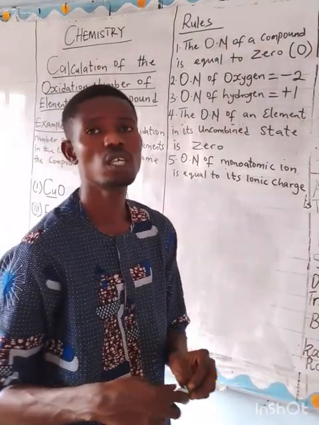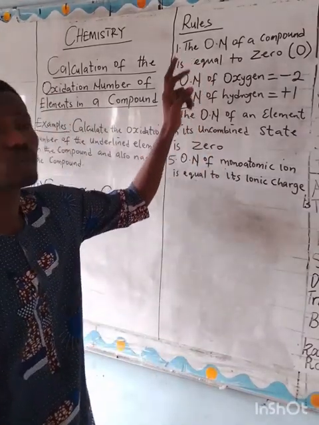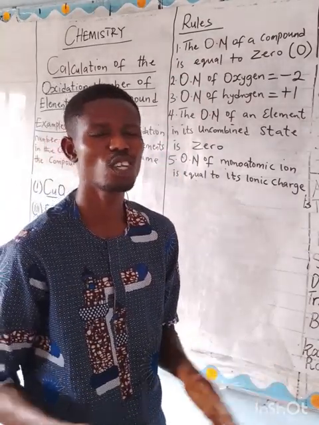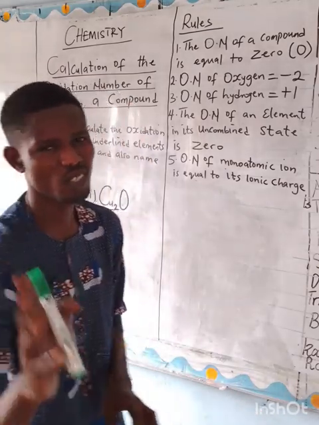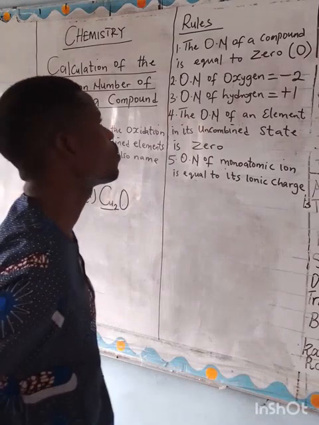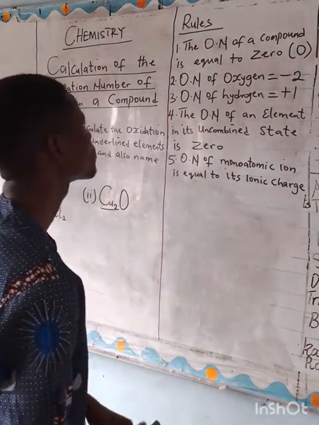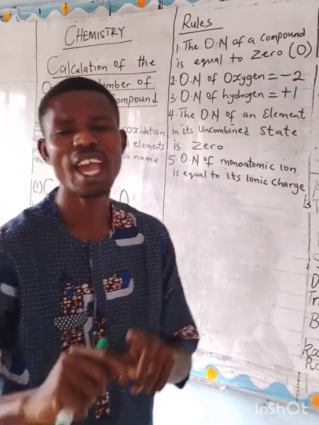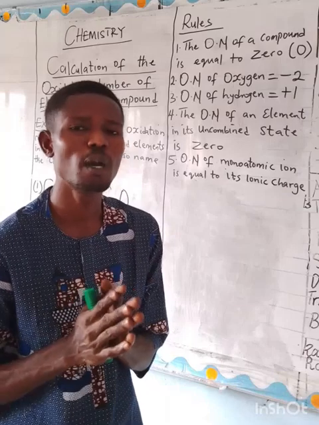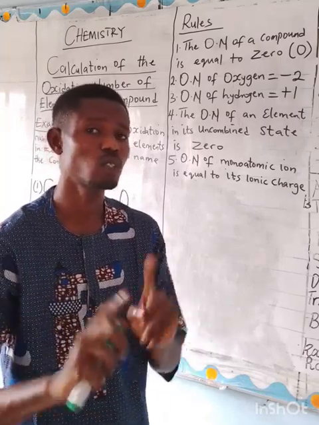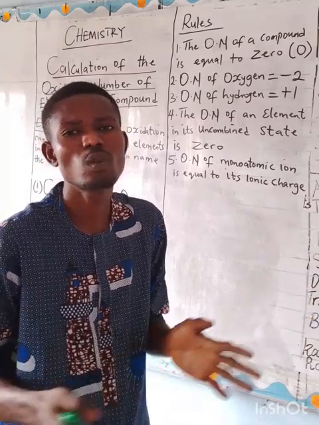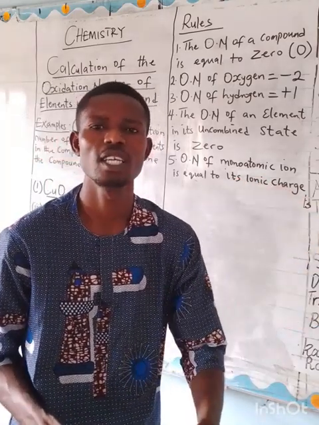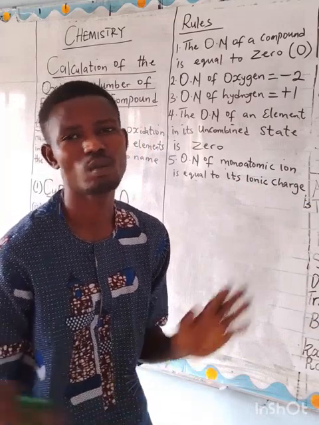But before we do the solution, there are rules you need to first of all know when you want to calculate your oxidation number. The first one is that the oxidation number of elements in a compound, the summation, that's the total oxidation number of elements in the compound, is always equal to 0. When you add the oxidation numbers of the different elements together in a compound, you are to get 0.